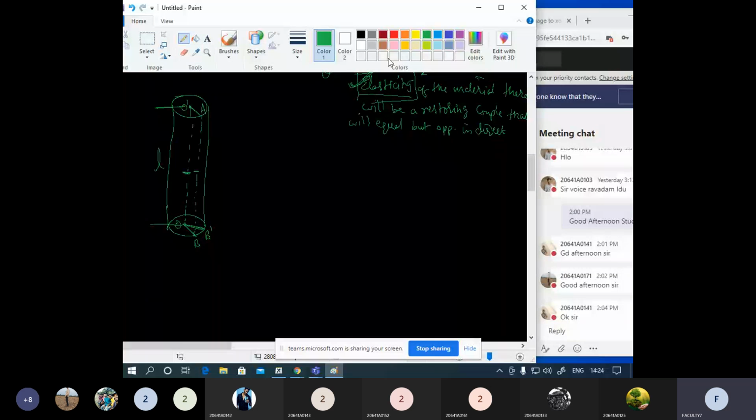Okay, now due to the twist in the wire, you are going to get a new position here. Here this is the angle we are considering as phi, and here this is the angle theta. Now we need to get the derivation part.